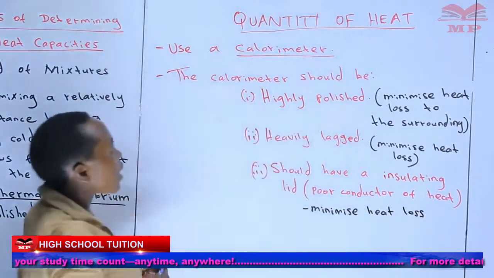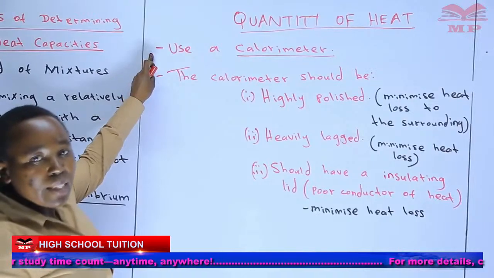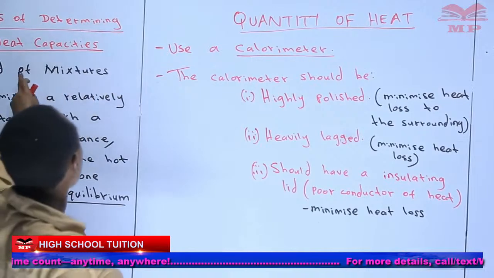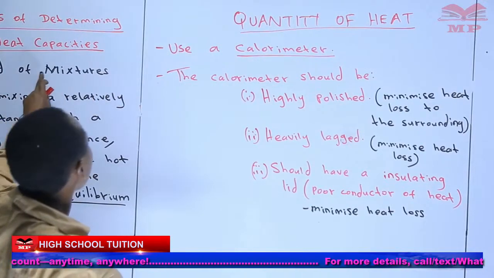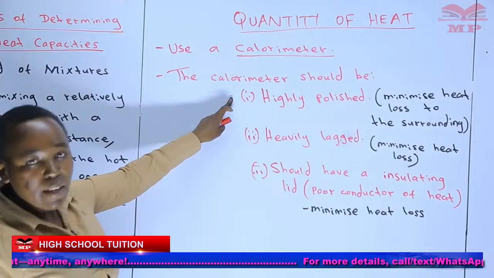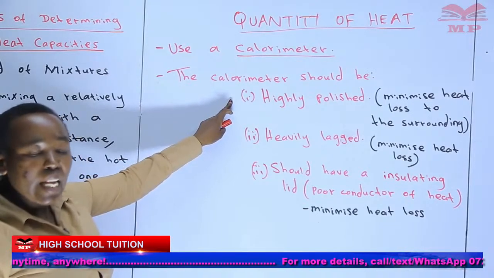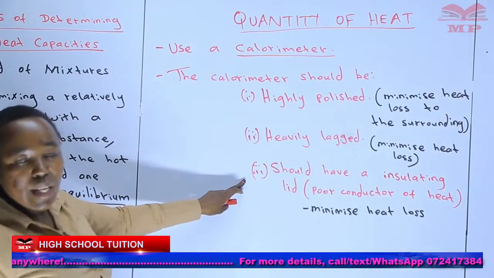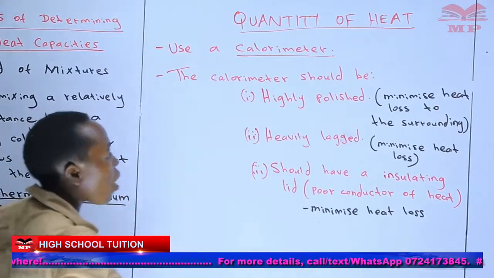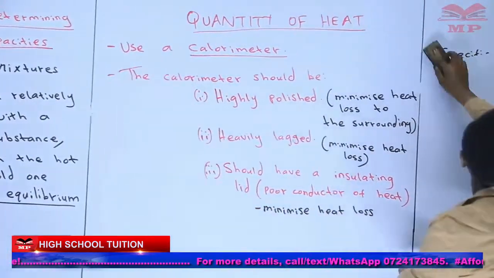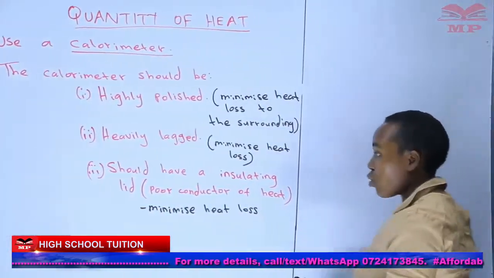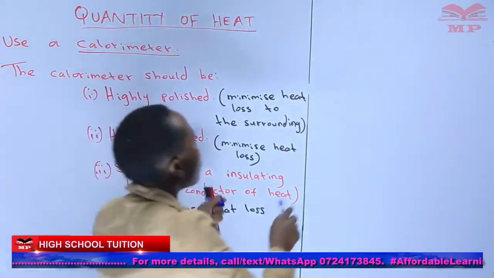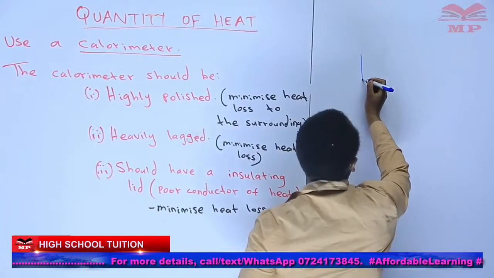And that's why we go for the calorimeter, because it can be used to minimize heat loss when we are conducting the experiment or this practical on the method of mixtures, because it has the following features. It is highly polished, it is heavily lagged, and it has an insulating lid. So this is how our calorimeter looks. It's not a complex instrument.